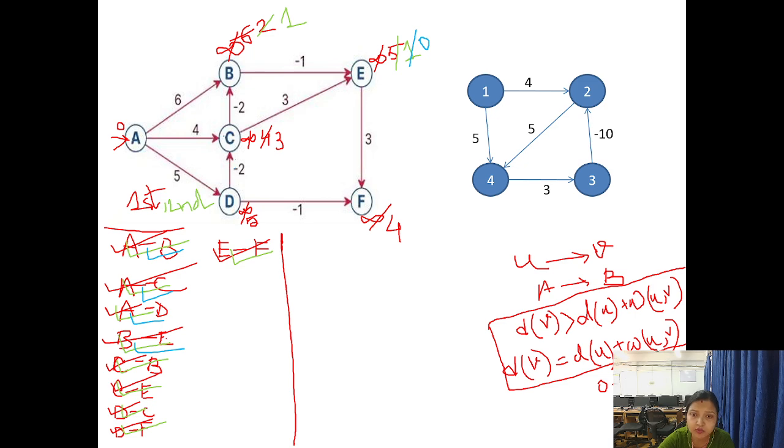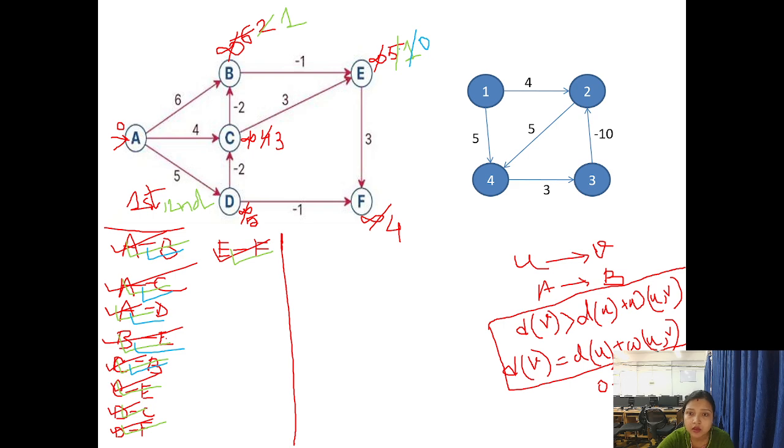Next is what? C to B. The distance of B is 1 and if we go this way, then 3 plus minus 2, that is 1. So same only. So there will be no change. C to B is done. Next is what?